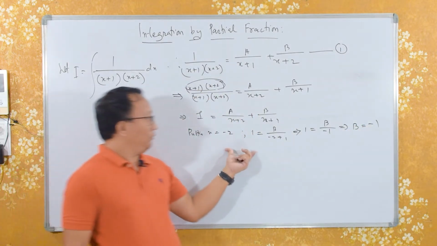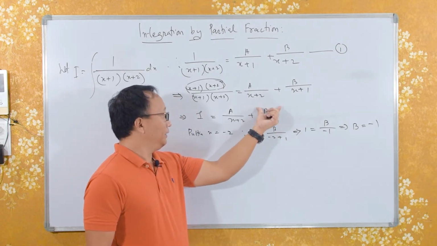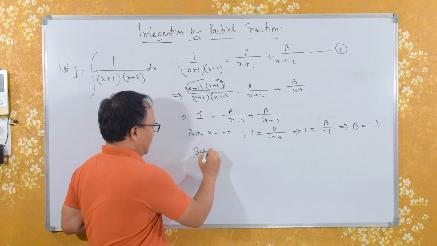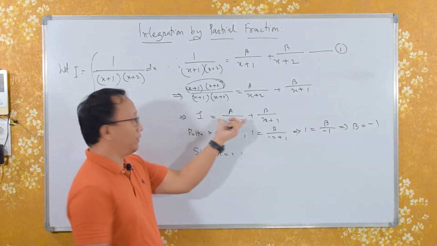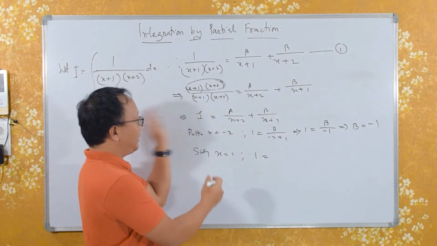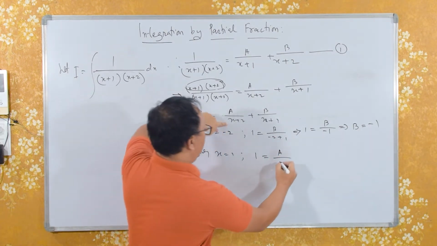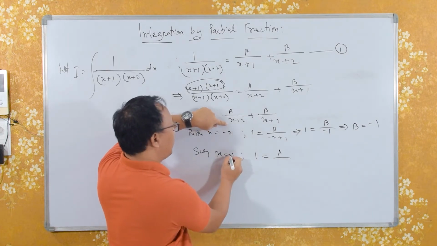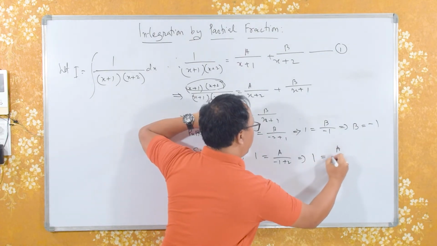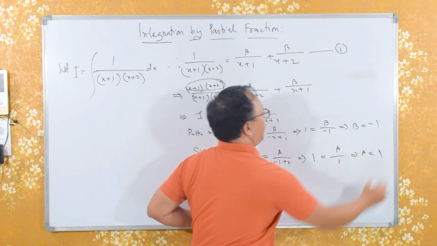Okay. Now, if I put x equals to minus 1 over here, then I will be getting the value of a. Similarly, if I put x equals to minus 1 in this equation, 1 equals to, we have for the left hand side 1. So 1 equals to a upon minus 1 plus 2. Sorry, when x equals to minus 1, minus 1 plus 2 is 1. This implies a equals to 1.